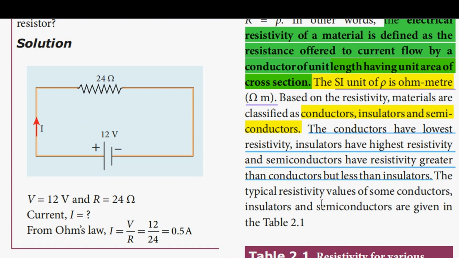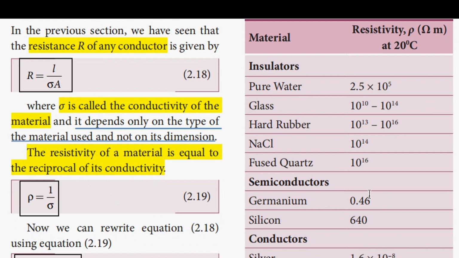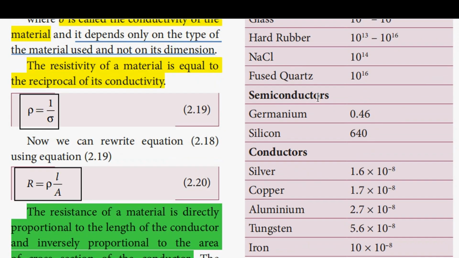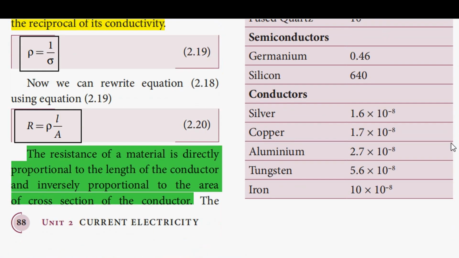The typical resistivity values of some conductors, insulators, and semiconductors are given in this table. For pure water, it's about 2.5 times 10 power 5 ohm meter. And for semiconductors, the resistivity will be 0.46 and 640 for germanium and silicon respectively. And for conductors, these are the values.